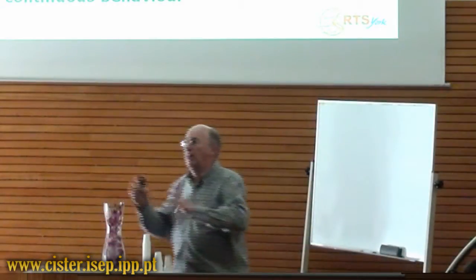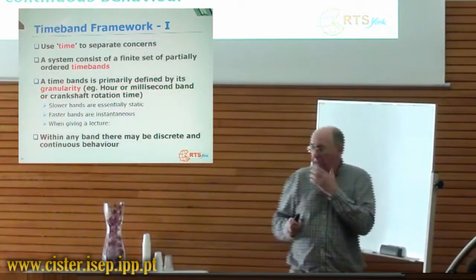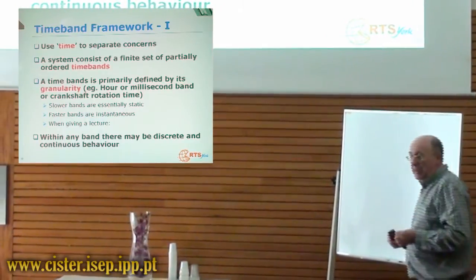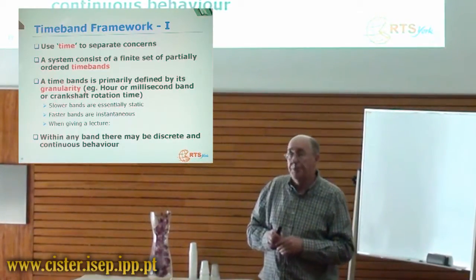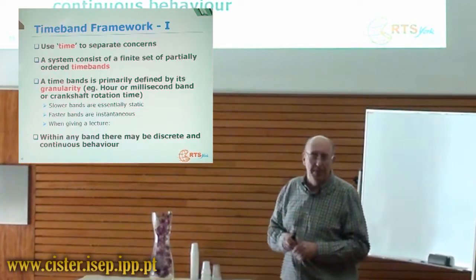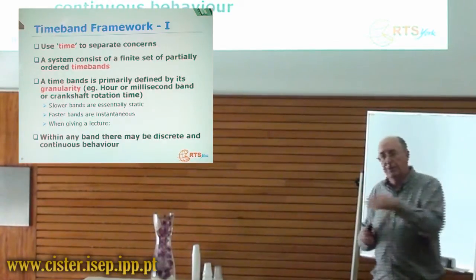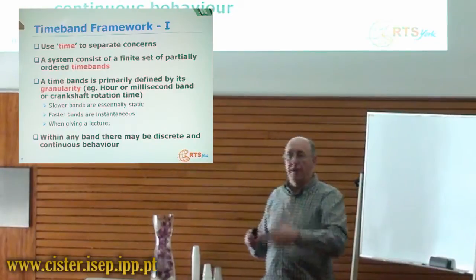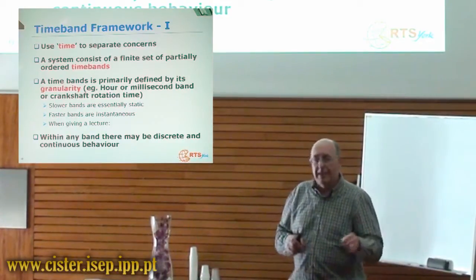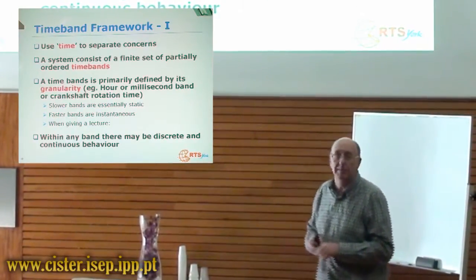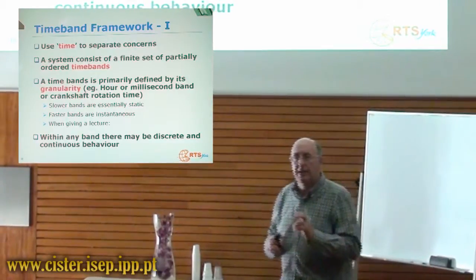So I'm just going to go through a number of slides, some of the features that we actually put into this time-bound framework. First, we use time itself to separate concerns. So a system is primarily described in terms of a finite set of partially ordered time bands. So leave out the partially ordered bit, that's just needed for completeness and certain descriptions, but most of the time, and certainly with the examples I use, we're talking about a strict sort of hierarchy of time bands.